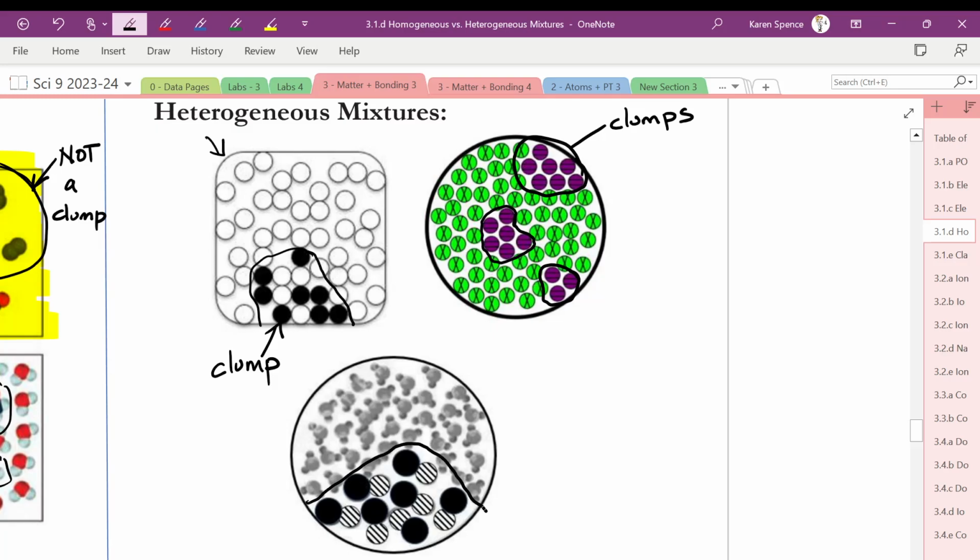Sometimes it's not even like a clump. Sometimes it's like when you have oil and water, right? There's the oil layer and there's the water layer. We have mixed those two as well as we can, and we only have two areas. That would be a heterogeneous mixture. Okay, so there we go. We have our clump.